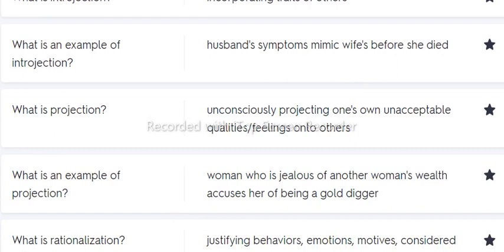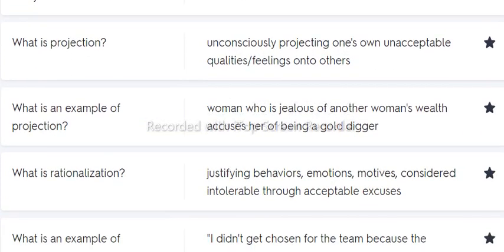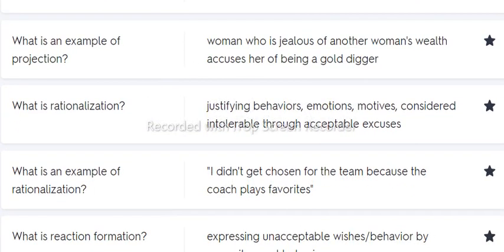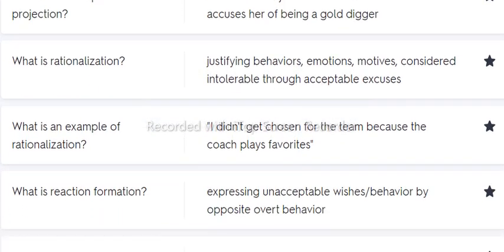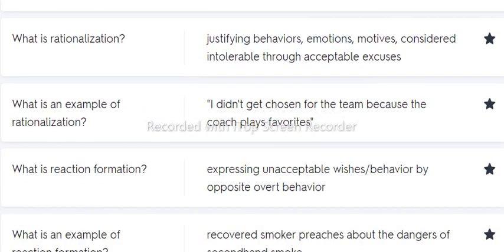What is projection? Unconsciously projecting one's own unacceptable qualities and feelings onto others. What is an example of projection? Woman who is jealous of another woman's wealth accuses her of being a gold digger. What is rationalization? Justifying behaviors, emotions, and motives considered intolerable through acceptable excuses. What is an example of rationalization? I didn't get chosen for the team because the coach plays favorites.